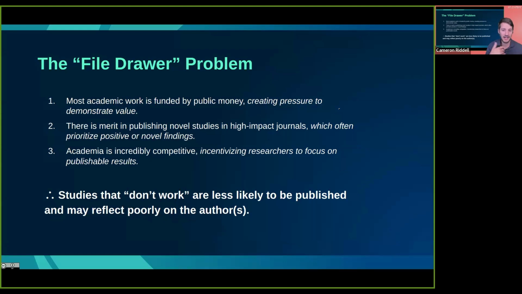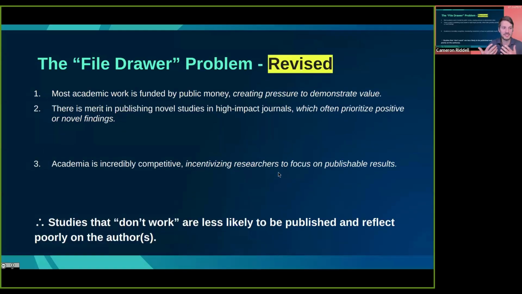So how does open science impact this file drawer problem? If this is how the world works now, and it's not great, what does the open science paradigm provide to us that fixes or alleviates this problem? So let's revisit some of these same premises, but we're going to revise them a little bit.